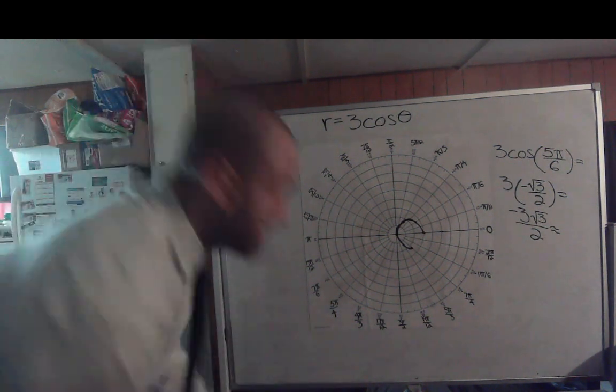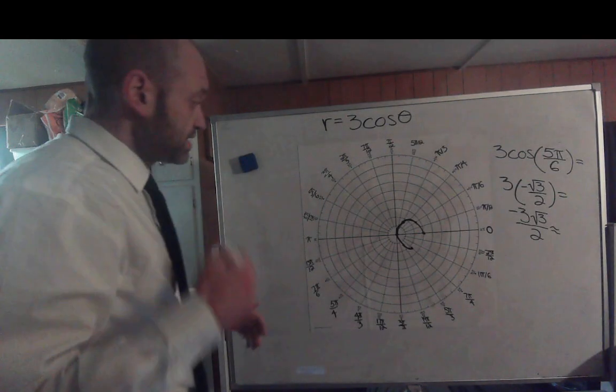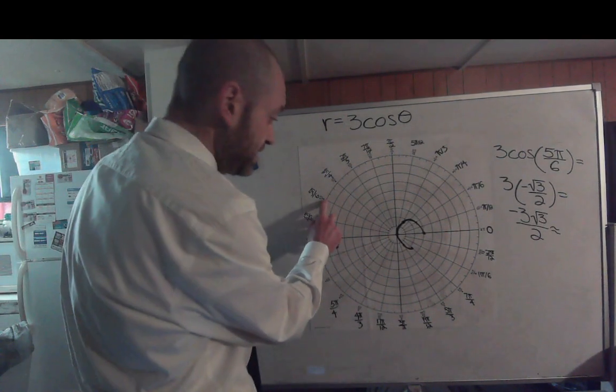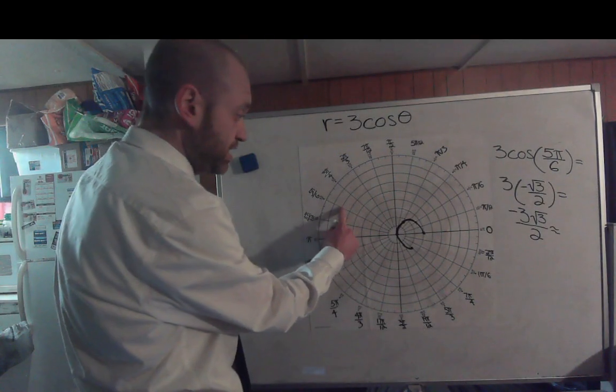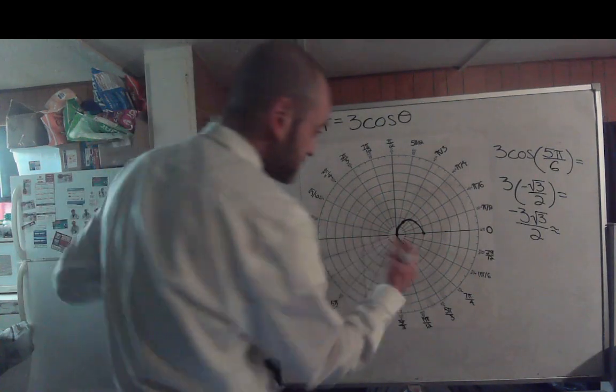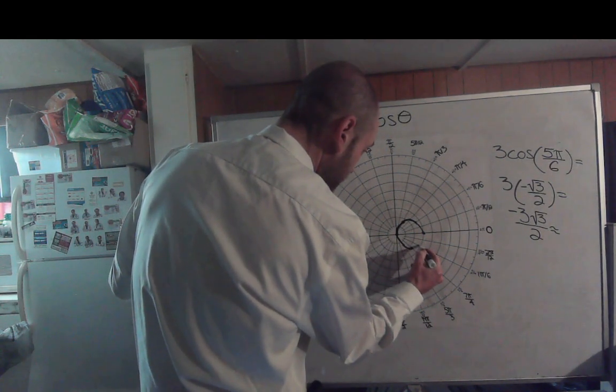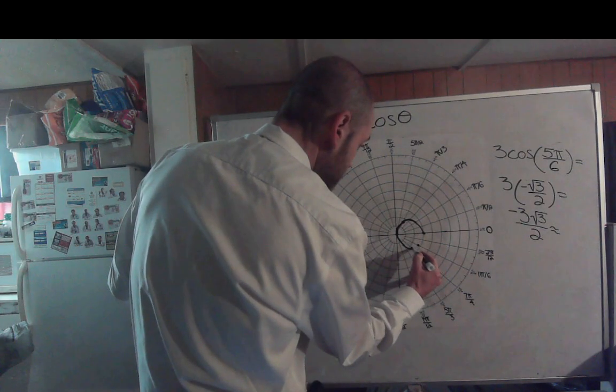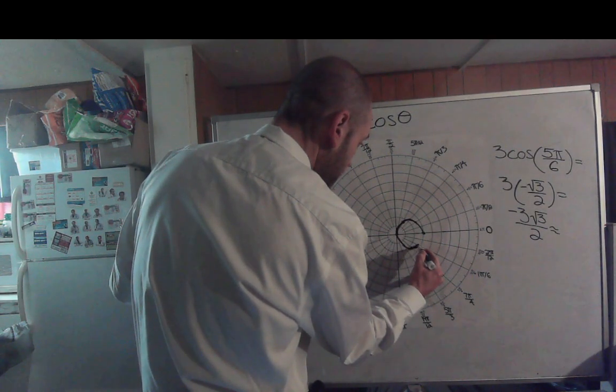That gives me about negative 2.6. So if I go negative 2.6 on the 5 pi over 6 direction, that would actually put me at 11 pi over 6. That'll put me about right there. So let's go ahead and connect what we have here.